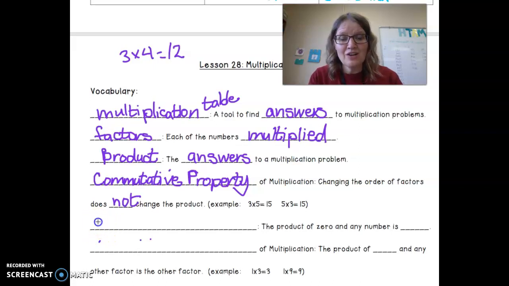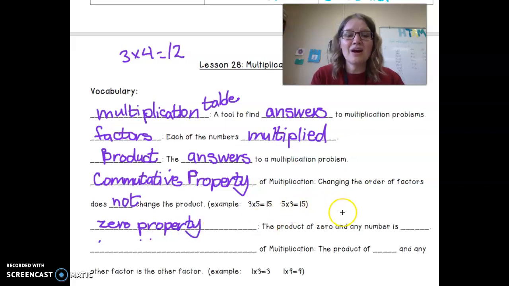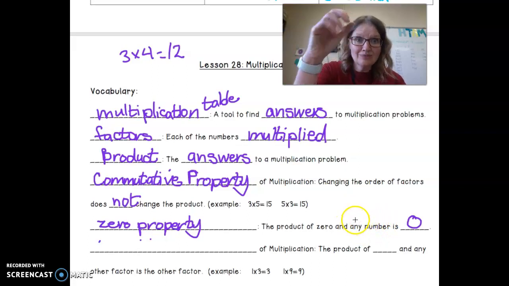There's another property known as the zero property of multiplication. The zero property of multiplication states that the product, remember that's the answer, of 0 multiplied by any number is 0. Yay!